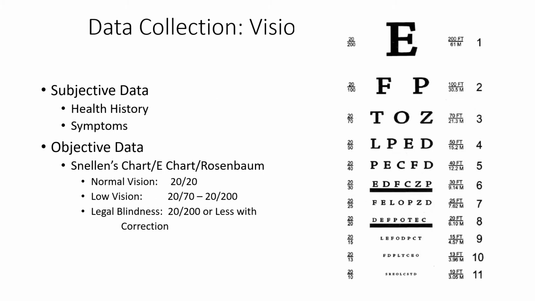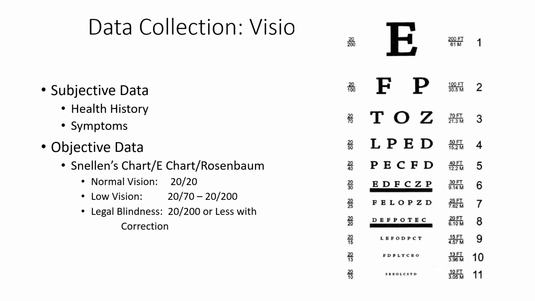When we are talking about data collection, you're going to have subjective and objective data. The subjective is going to be their health history, things that you're asking them, and their symptoms, because you cannot see some of their visual or auditory symptoms. Objective data can be the Snellen test, an E-chart. An E-chart is used for those who can't read English, and the Rosenbaum evaluates your near vision.